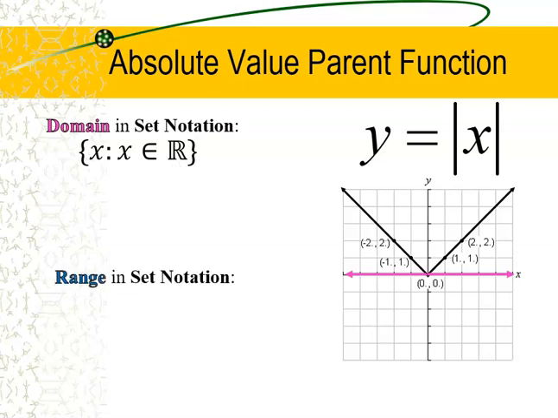And then to do the range, well, this one is actually similar to the parabola we just saw with the quadratic function. It starts at 0 and it goes up. So we would say the range is y greater than or equal to 0.